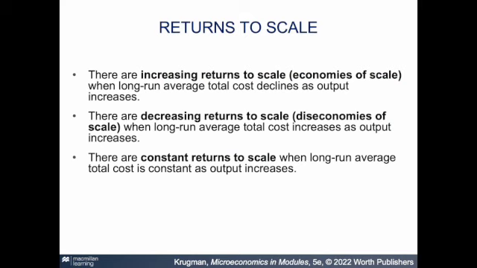Returns to scale. There are increasing returns to scale, economies of scale, when long-run average total cost declines as output increases. There are decreasing returns to scale, diseconomies of scale, when long-run average total cost increases as output increases. There are constant returns to scale when long-run average total cost is constant as output increases.